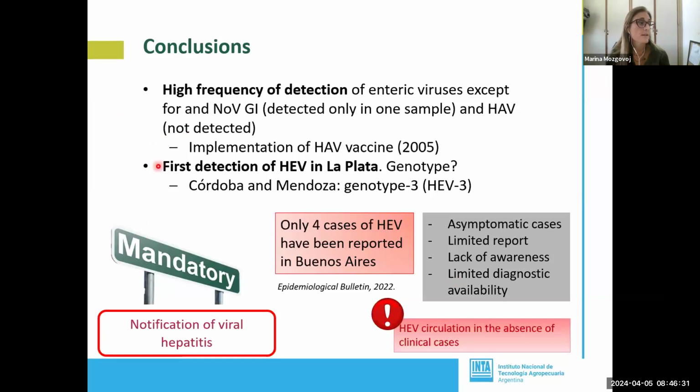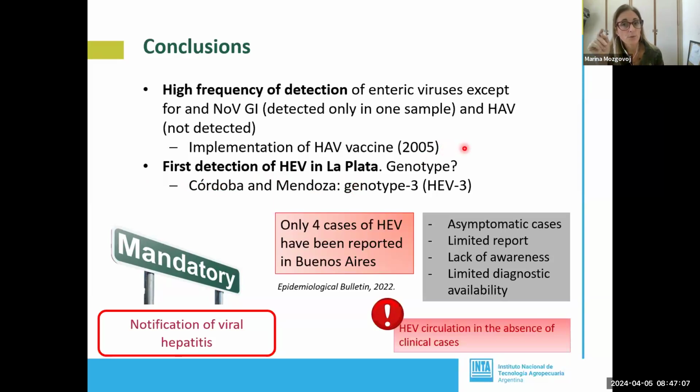Also, this is the first detection of hepatitis E in La Plata. And as I said before, we were not able to have the sequence, so we are not sure of what genotype or subtype are the strains that we have detected. However, other authors in our country reported that the HIV that has been detected in sewage, in wild birds, and in pigs, all belong to genotype 3.